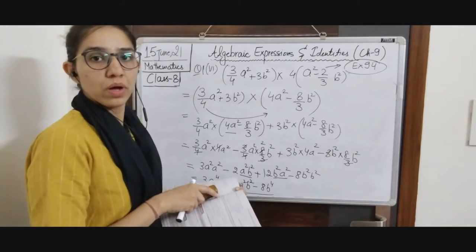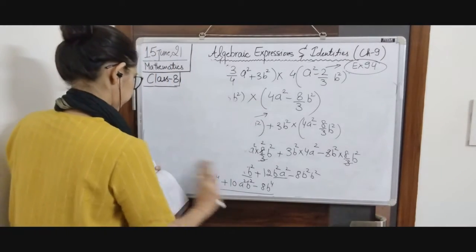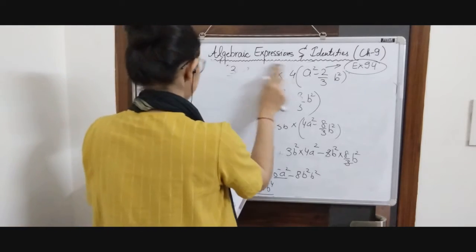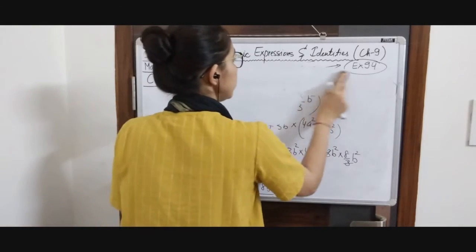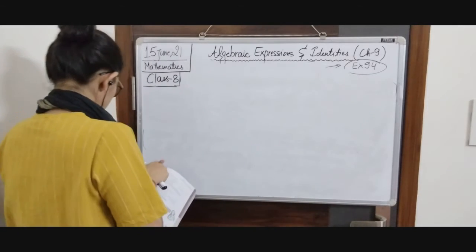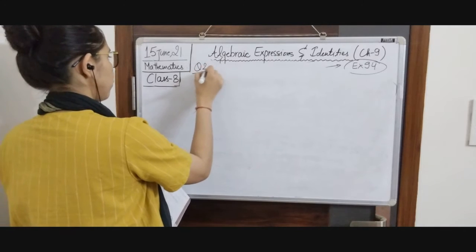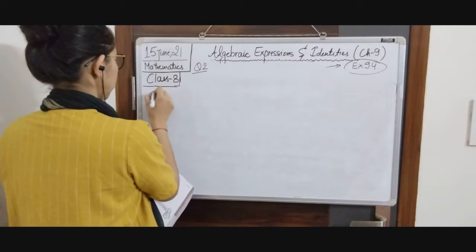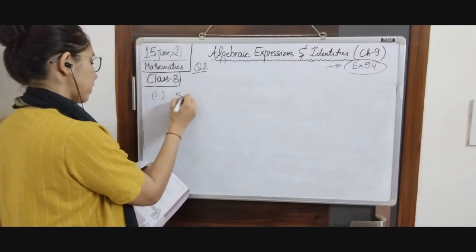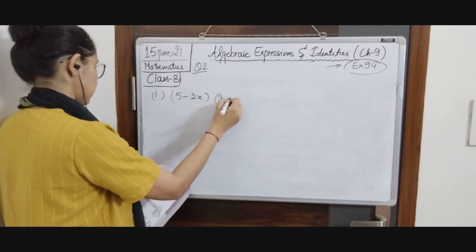Moving on to question number 2. We have to find the product of two binomials. It is written like this. Question number 2, first part. It is written like this: 5 minus 2x bracket 3 plus x.